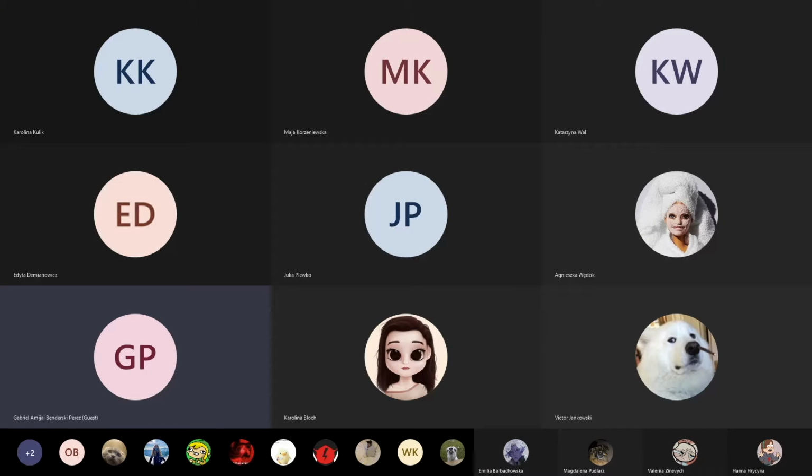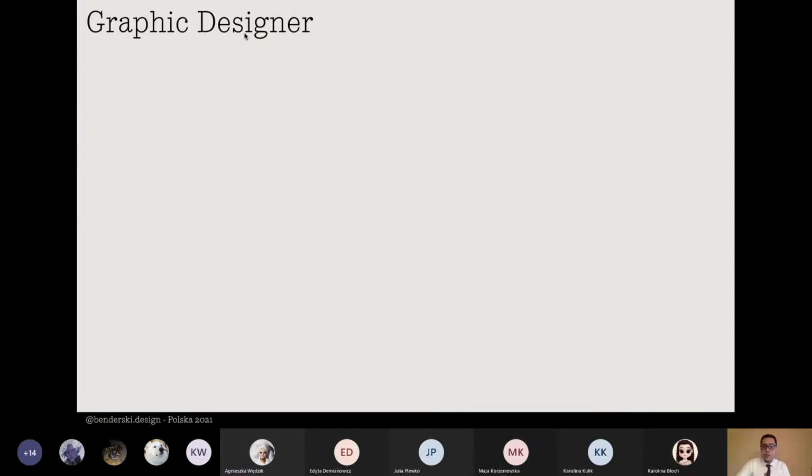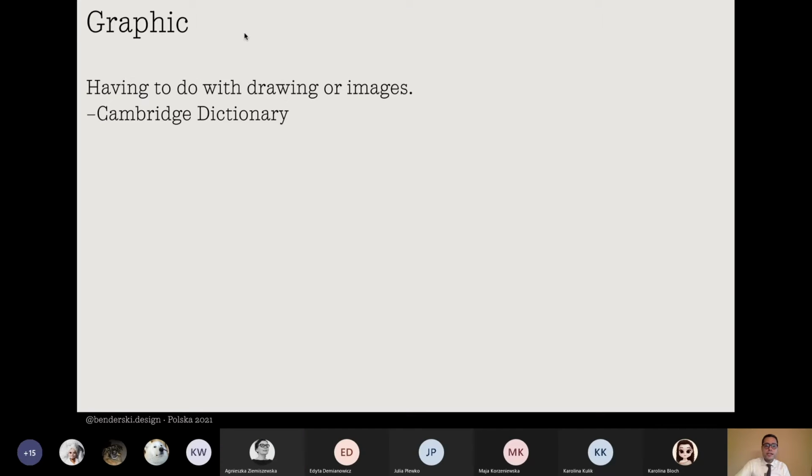have a problem trying to explain to them what a graphic designer is. So let's try from the beginning what a graphic designer is, what a graphic designer does. So let's start word by word. The best way to learn about words is to go to the book that is called the dictionary. The dictionary says that graphic is something that has to do with drawings or images. Very easy. We're talking about an image, something visual.